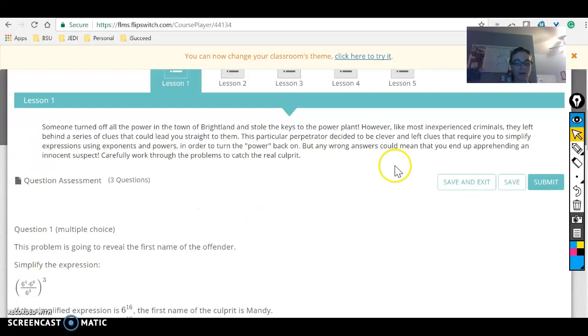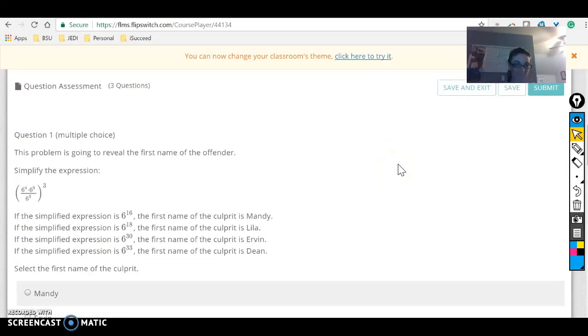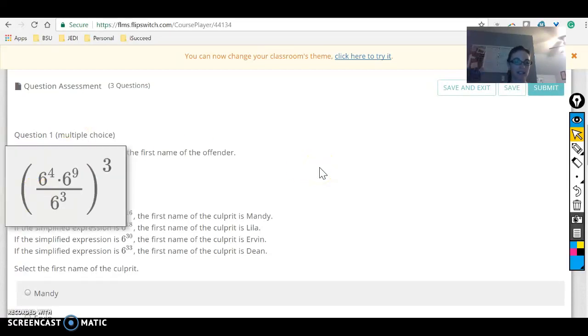Okay, so this first problem wants us to simplify this expression. All right, and I'm going to go ahead and pop it out. 6 to the 4th times 6 to the 9th, all over 6 cubed, and then the entire expression cubed. So let's go ahead and work through this. I'm going to do what's in the parentheses first, and then I'm going to take care of the outside. So I've got 6 to the 4th.